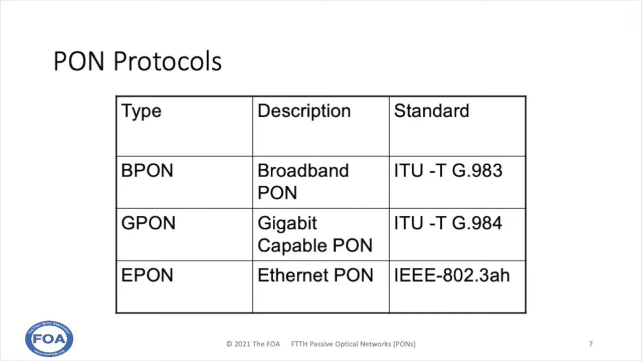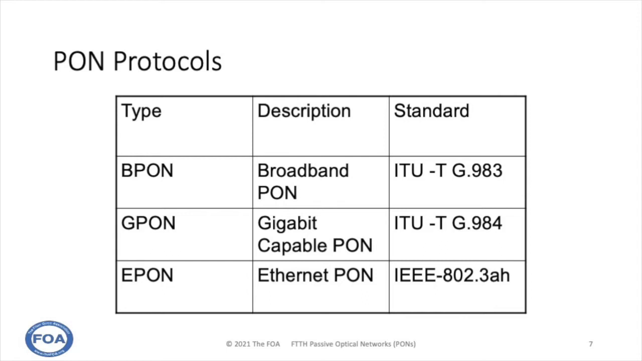BPON was the first PON network to get widespread usage. Broadband PON was based on telephone company protocols. GPON, or gigabit PON, followed on based on more Ethernet type protocols and has become the most popular type. It's in use at probably 95 to 99% of all networks.